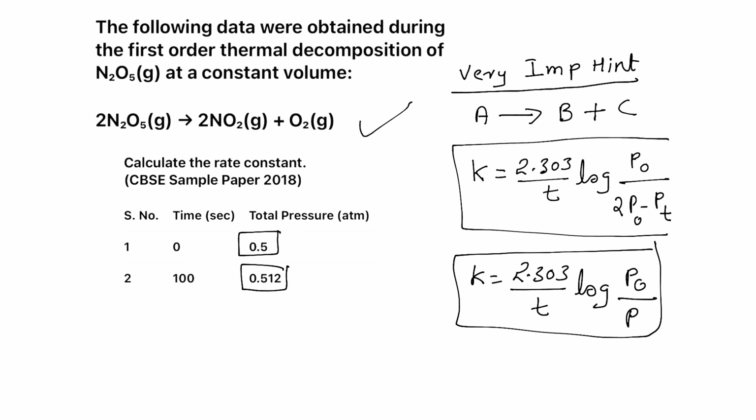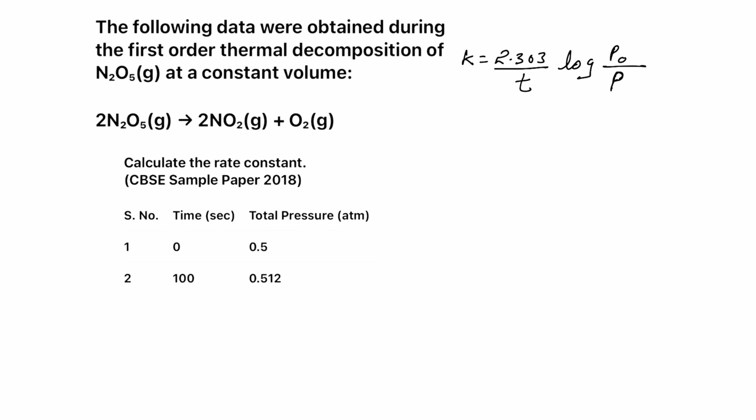The second one is standard. You can use it anywhere. The first one only when the coefficients of A, B and C are 1. Got it, right? For this particular question, we are going to use the second equation, which is standard. Let us see. Our task is to find k, the rate constant, right? For that purpose, write the equation.